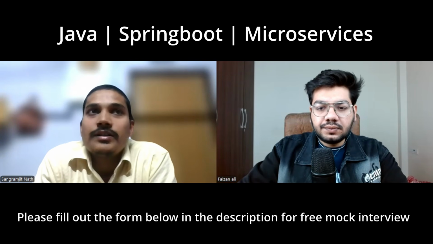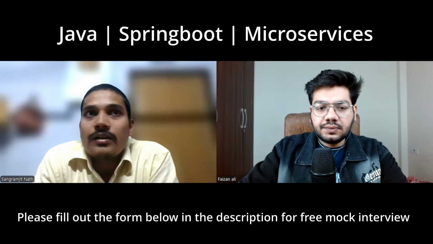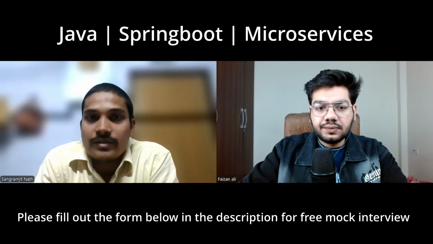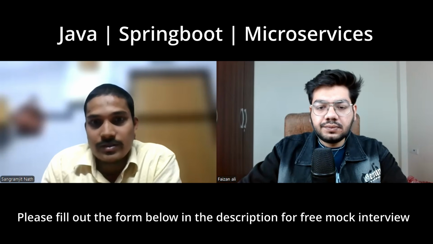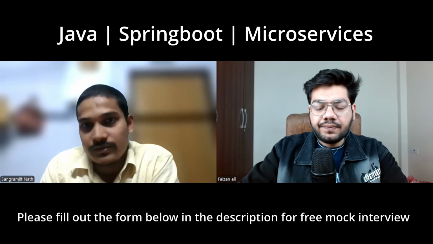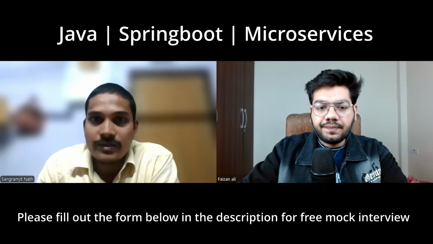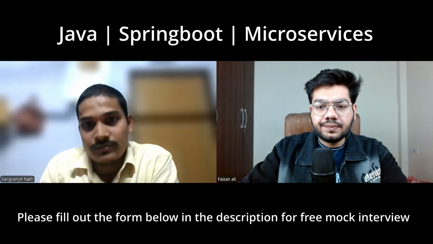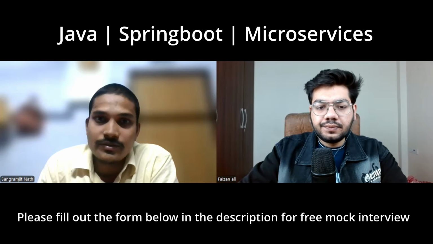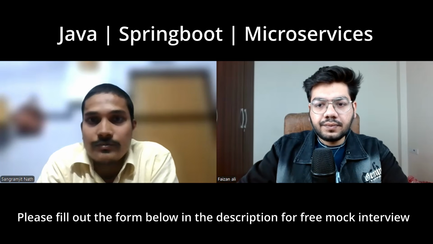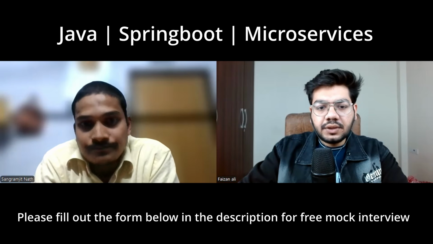And using the conditional on properties annotation, we can mention a prefix for our properties in the properties file, and using that prefix we map them into our Pojo class variables. Using get methods, we can fetch those values from the external properties file. Okay.